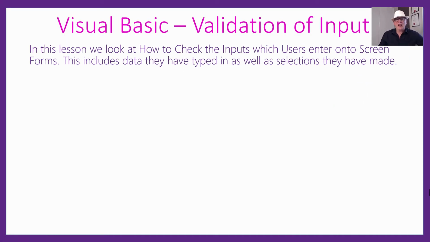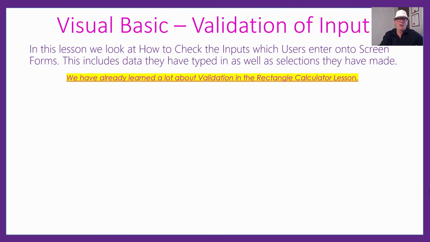Okay, so in this lesson, we're going to look at how to check the inputs which they've either put into the screen in text boxes as data entry or selections they've made with radio buttons and things like that. All right, so we've already learned a lot about validation in that rectangle calculator lesson.